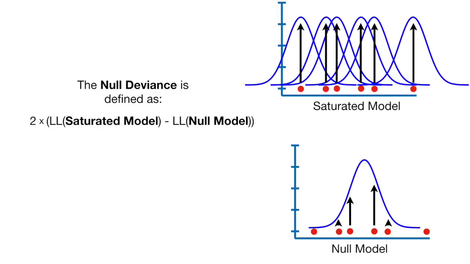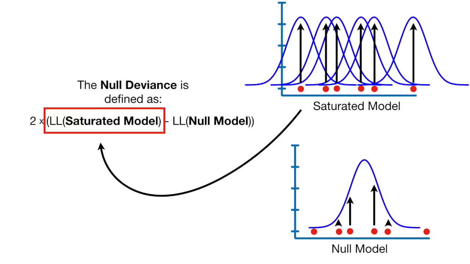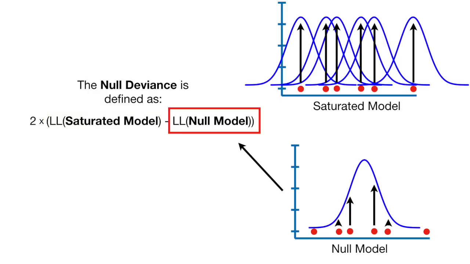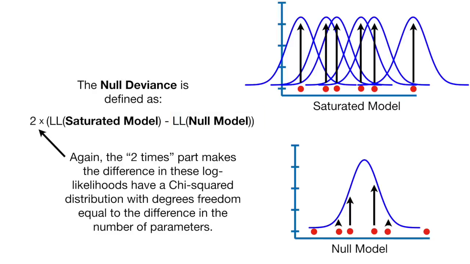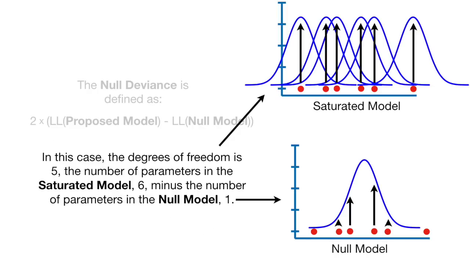Now let's talk about the null deviance. The null deviance is defined as 2 times the difference between the log likelihood of the saturated model and the log likelihood of the null model. Again, the 2 times part makes the difference in these log likelihoods have a chi-square distribution with degrees of freedom equal to the difference in the number of parameters. In this case, the degrees of freedom is 5, the number of parameters in the saturated model, 6, minus the number of parameters in the null model, 1.